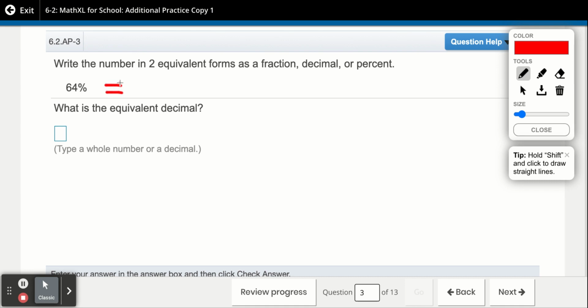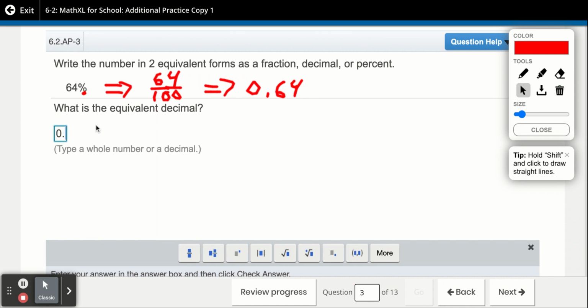64%, well, we know that the percent there is per 100, so we can write that as 64 over 100. So 64 hundredths, which we know we can write as 0.64. And so our equivalent decimal would be 0.64. But here's another way to do it. Remember how when we were converting, we said, if we have a decimal, we can multiply it by 100 to get its percent. If we have a percent and we want to go to a decimal, we can divide by 100.